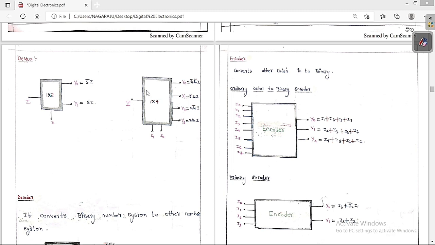So we can say this is 1 to many. MUX is called many to 1, and DMUX is called 1 to many, because there is only one input and many outputs. Whereas the MUX has many inputs but one output, so it is called many to 1. This is the point that you always have to keep in your mind. So DMUX is the inverse of the MUX.